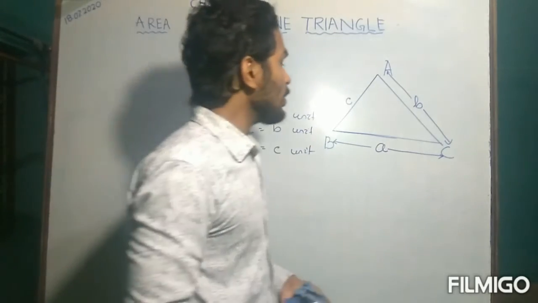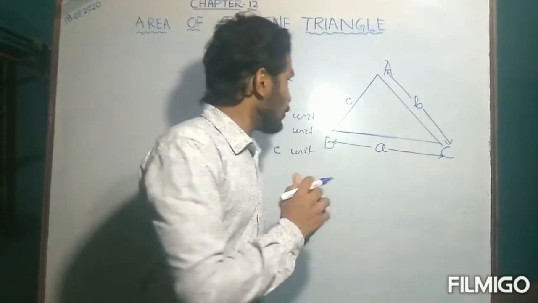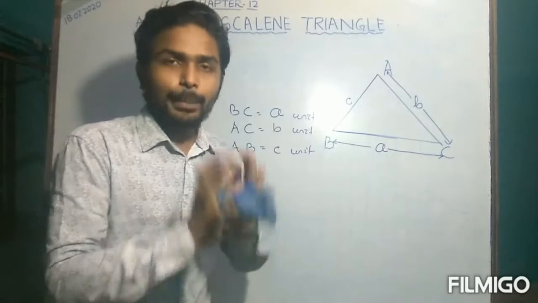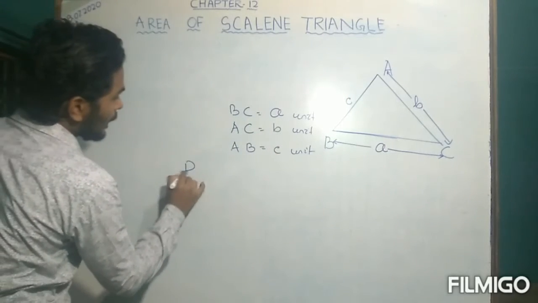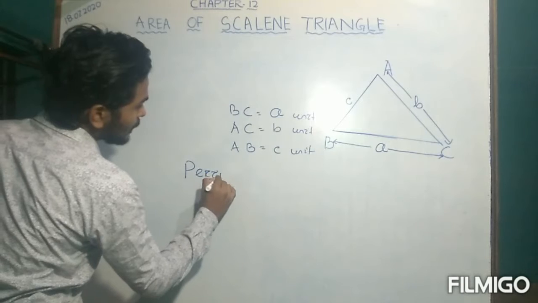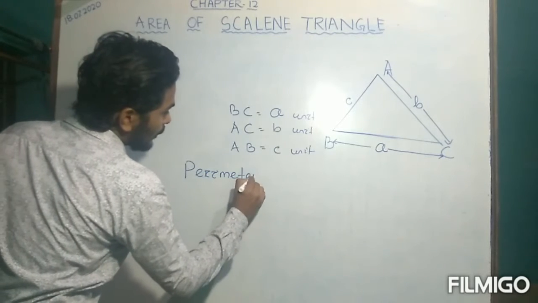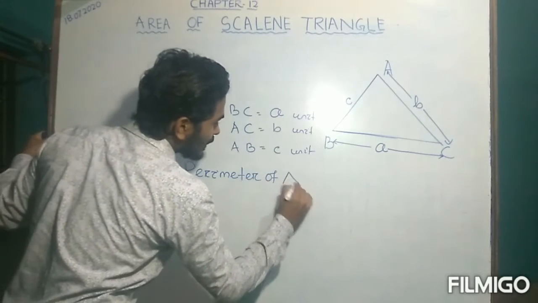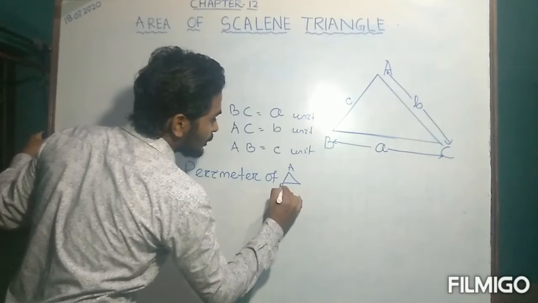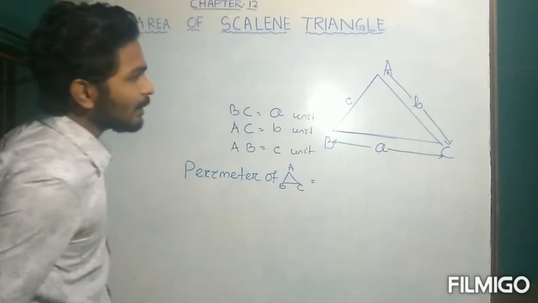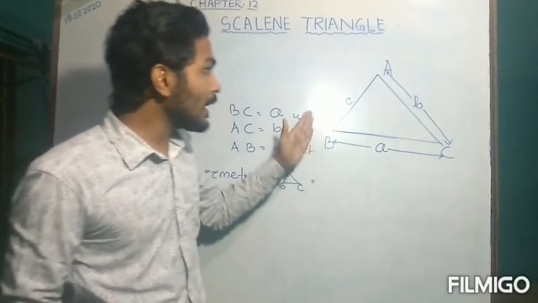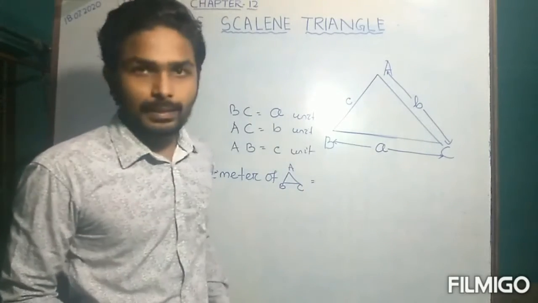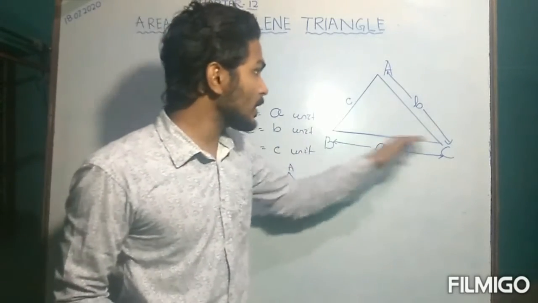Clear? Now, what do we need to find? Now we will find the perimeter of the triangle ABC. Perimeter means the total length required to fence the triangle. That means in order to fence it.